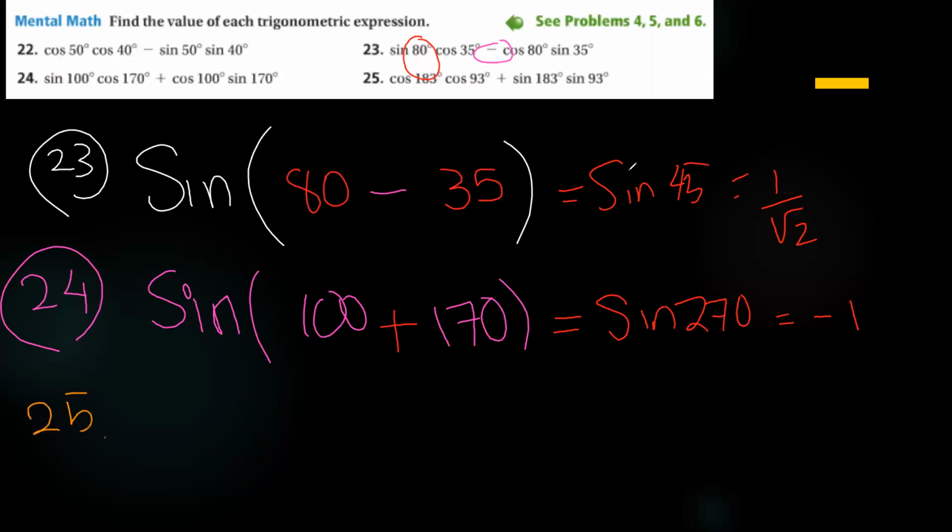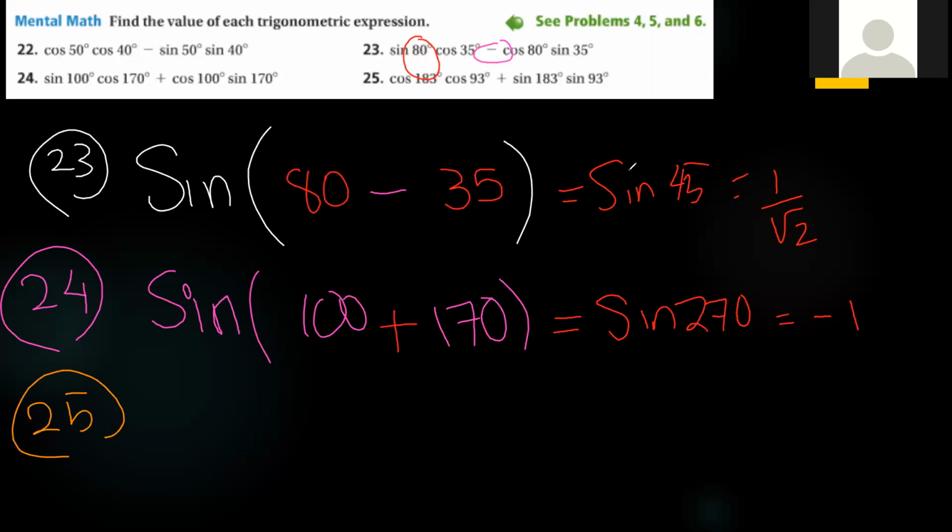Number 25 now. Do we have to simplify it? No, if they're coming like multiple choice, just choose the correct answer. Okay. Now number 25. Cosine.